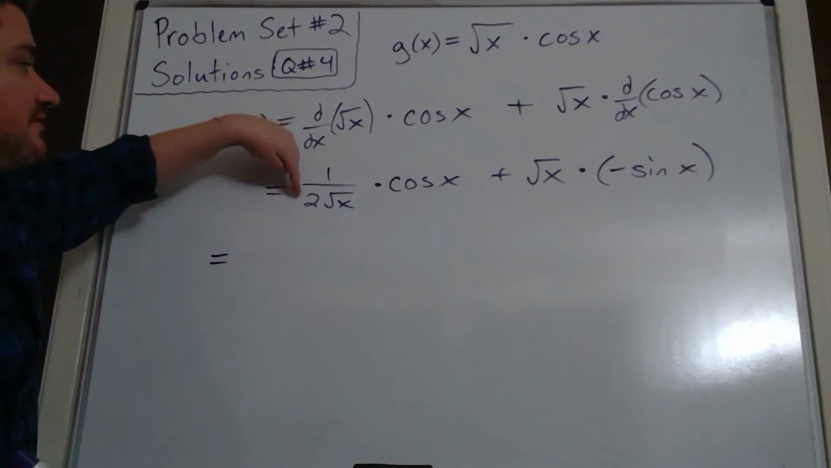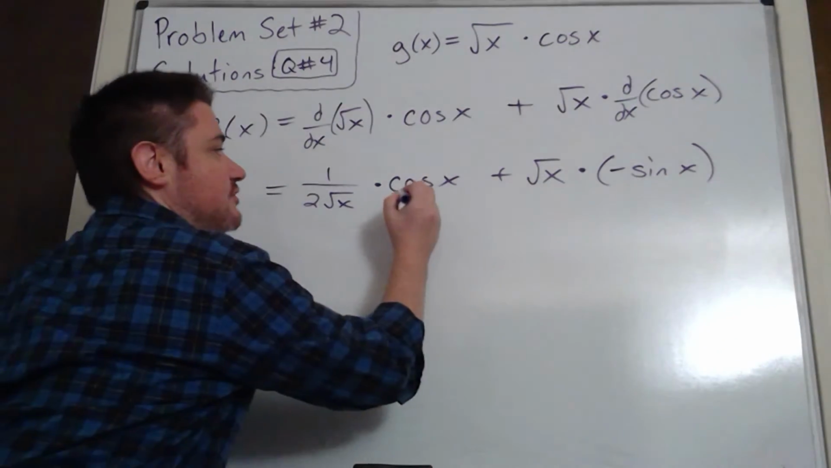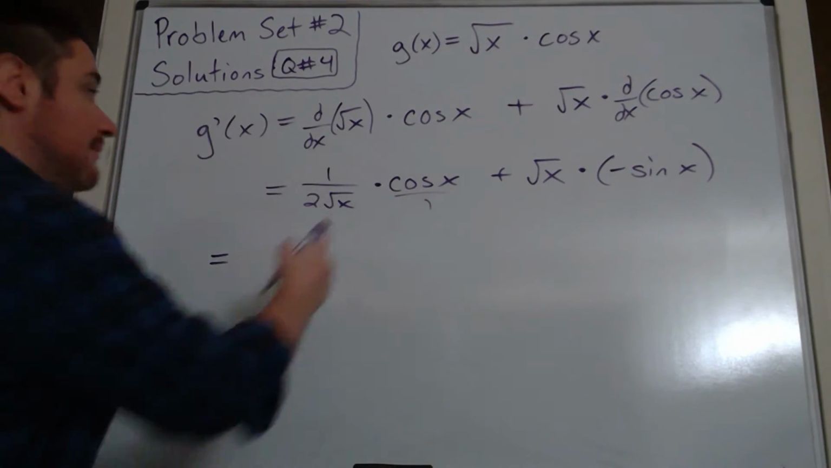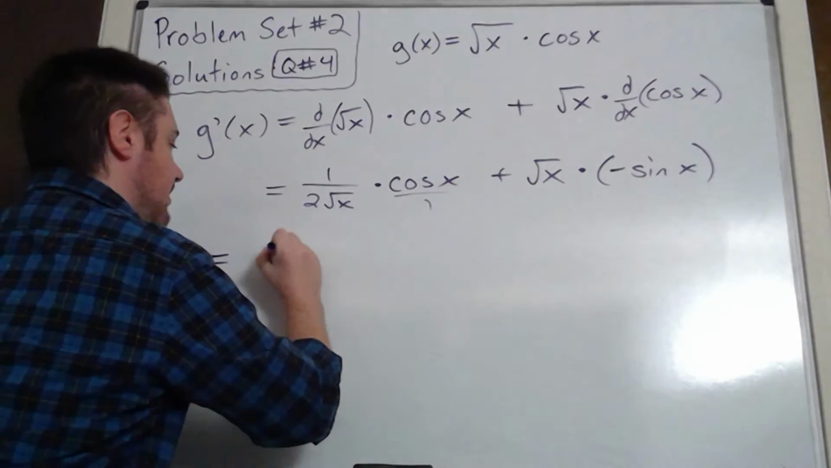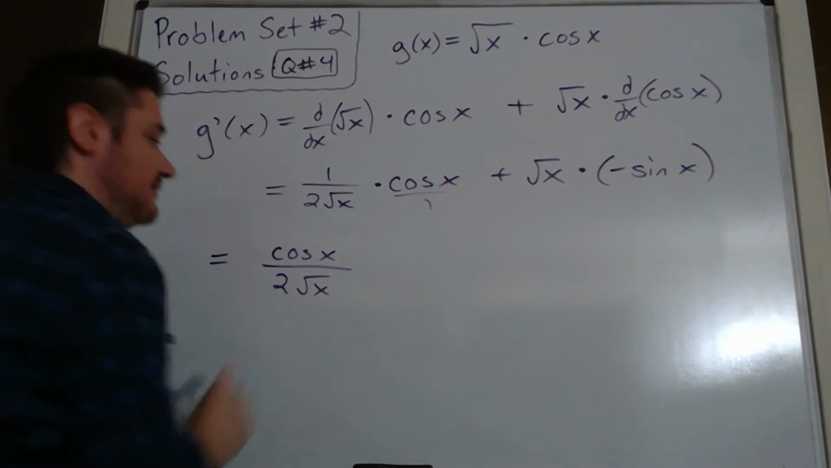So I've got 1/2 root x, and then I'm multiplying that by cosine of x. So that cosine of x really lives over a 1, and so maybe I want to unite that with this one by putting the cosine up top. So I can sum up this whole product here by writing this cosine of x over 2 root x. Right, that looks kind of nice.